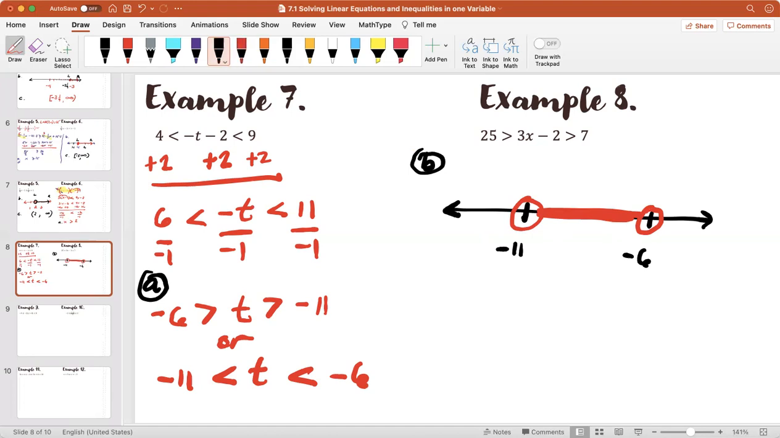How about your interval notation here? What's the interval notation? What's the left member of the interval notation? Negative 11 is the left member. How about the right member? Negative 6. But now let's think of symbols. What do we use to enclose this? Parentheses, open parenthesis, close parenthesis. So it's the interval negative 11 to negative 6, open at both ends. So that's your number 7.